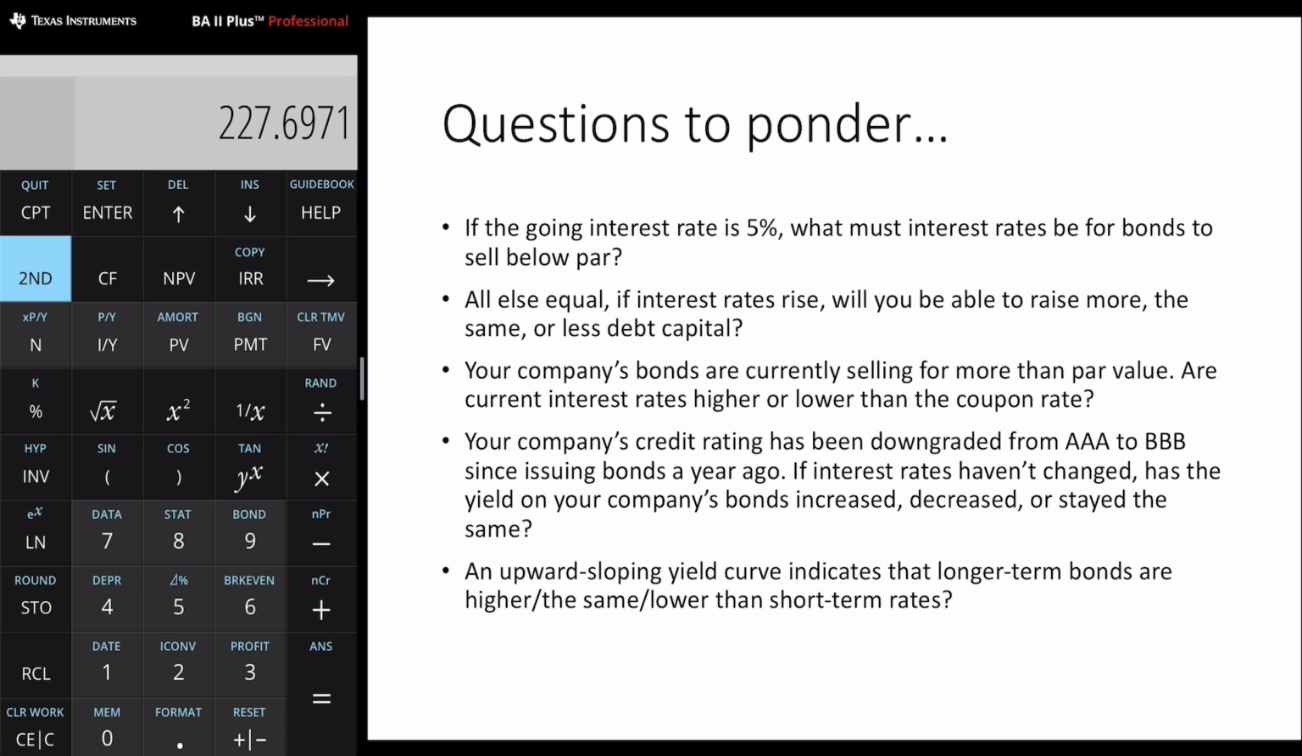All right, so that's it for the examples that I have, but just to end this, I want to let you think about things conceptually for a second. If the going interest rate is 5%, what must interest rates be for bonds to sell below par? Now, remember, I've mentioned this a few times, but the relationship between price and yield is inverse. So if one goes up, the other automatically goes down.